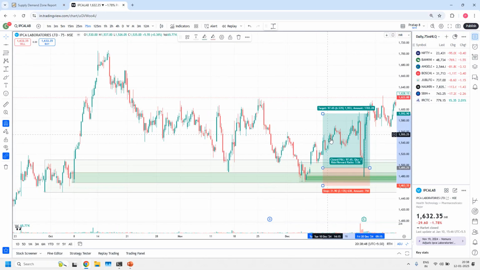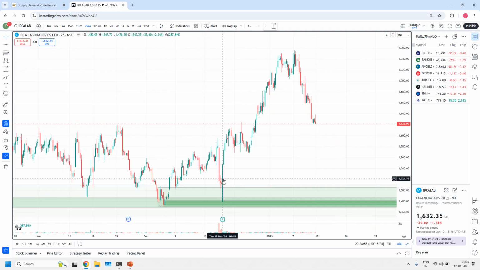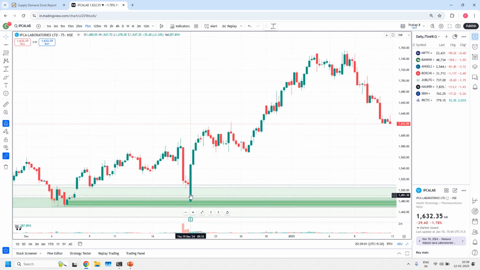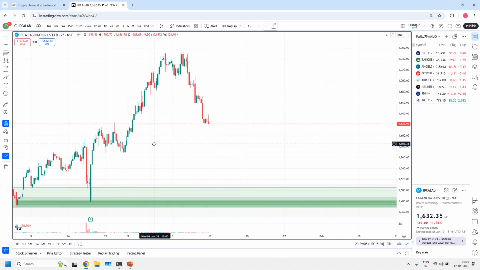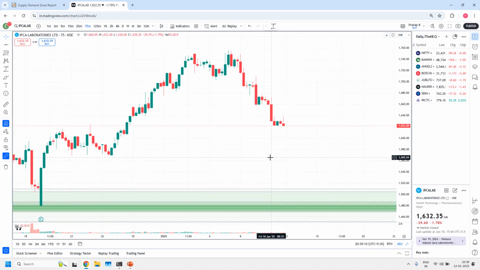I think previously we discussed this stock in our HLQ zone analysis videos, when we got the trade on 19th December. Probably in the 19th December HLQ zone analysis, I might have explained about this. Okay, now our focus is on this 75 minutes.